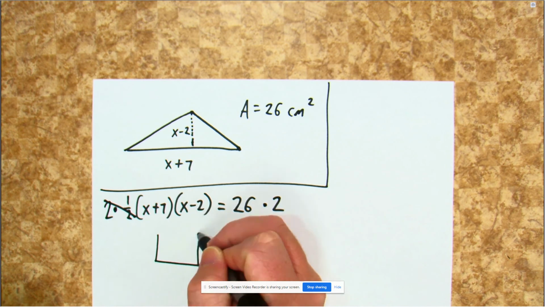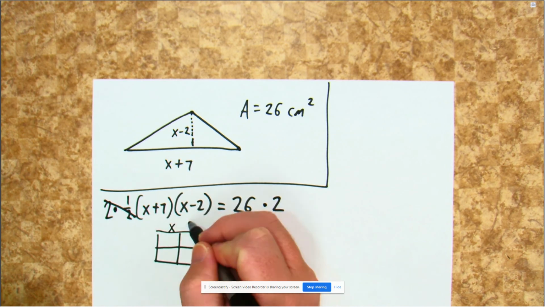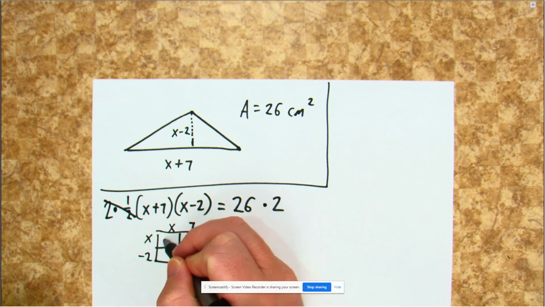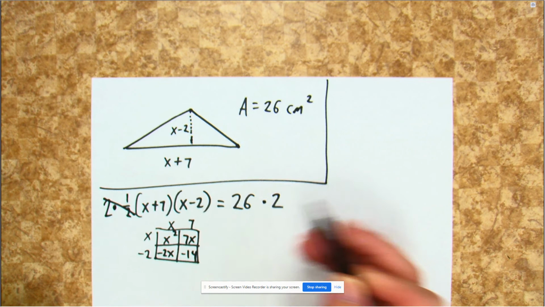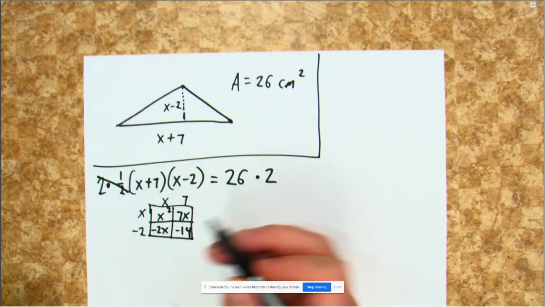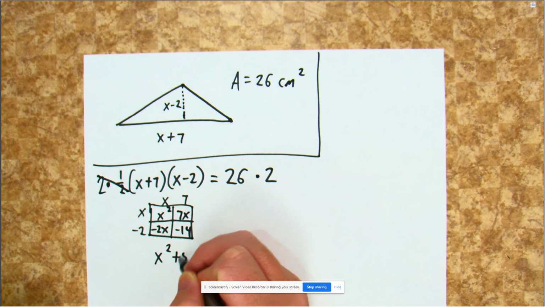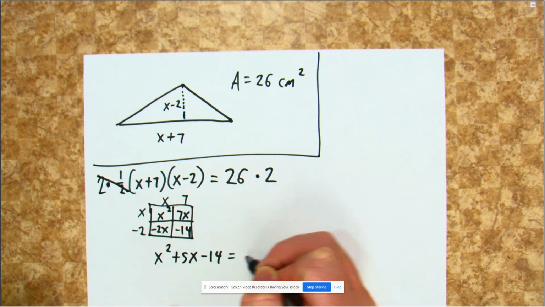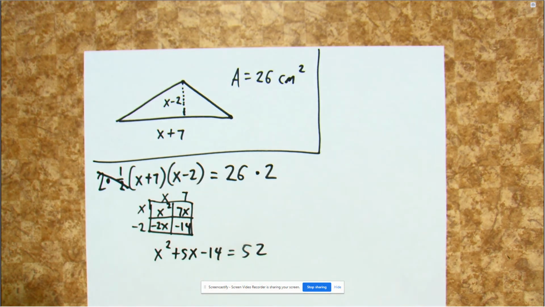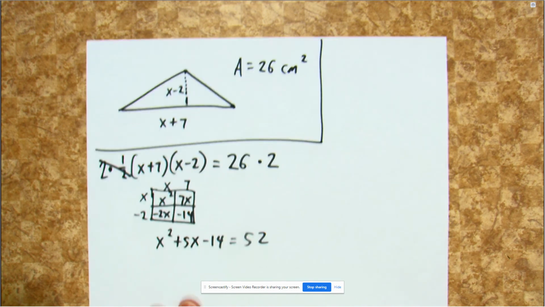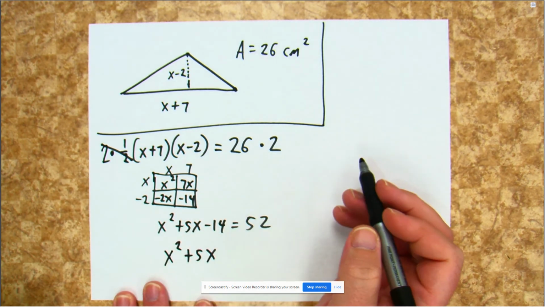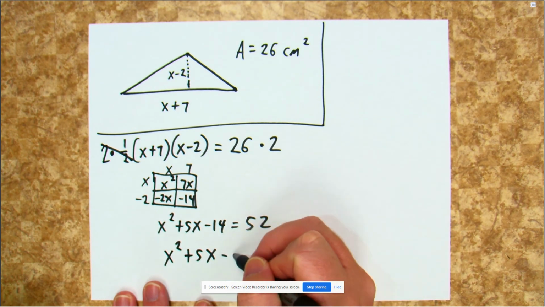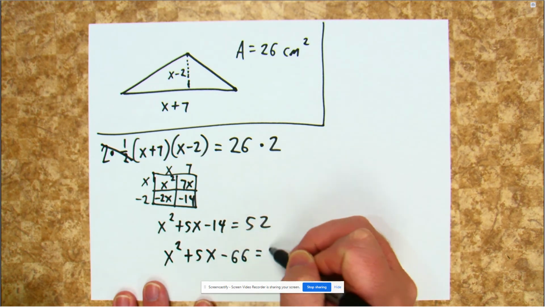Let me just very quickly multiply these two together. x times x is x squared, x times negative 2 is negative 2x, 7 times x is 7x, and 7 times negative 2 is negative 14. This leaves me with x squared plus 5x minus 14 equals 52. That's the quadratic I have to solve. If I subtract the 52, let's see what happens. I get minus 66 equals 0.